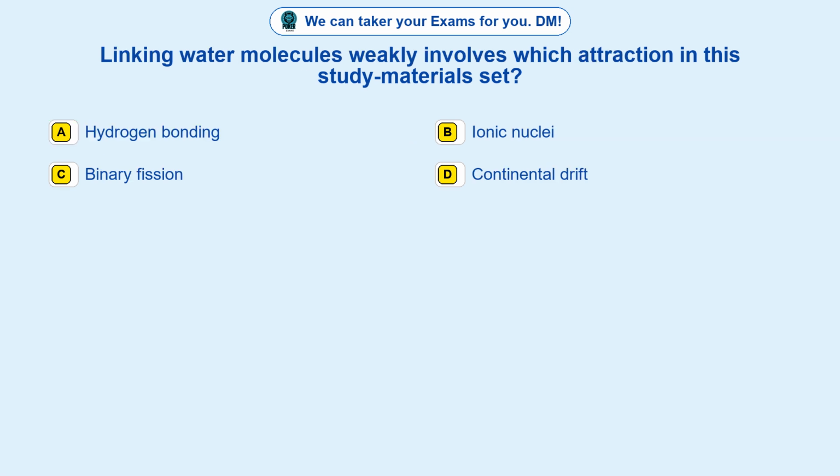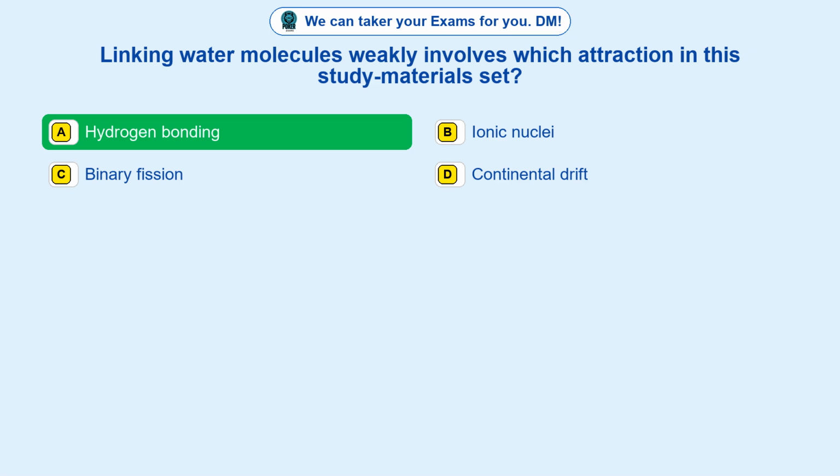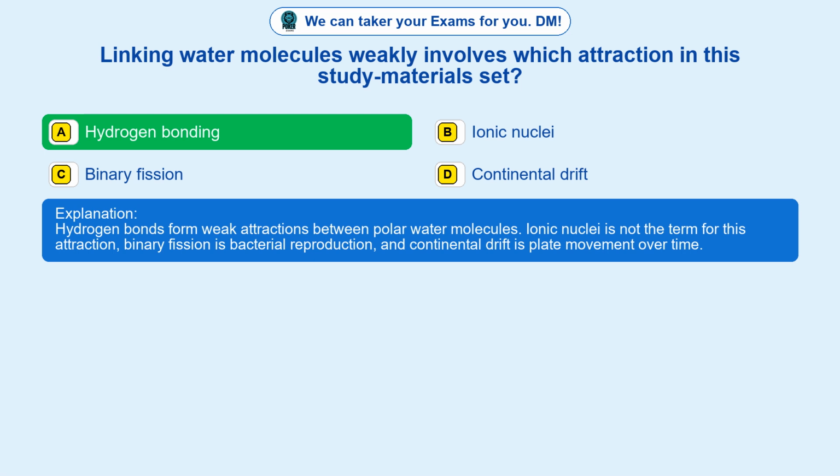Question 51. Linking water molecules weakly involves which attraction in this study material set? Option A hydrogen bonding. Option B ionic nuclei. Option C binary fission. Option D continental drift. The correct answer is option A. Hydrogen bonding. Hydrogen bonds form weak attractions between polar water molecules. Ionic nuclei is not the term for this attraction, binary fission is bacterial reproduction, and continental drift is plate movement over time.